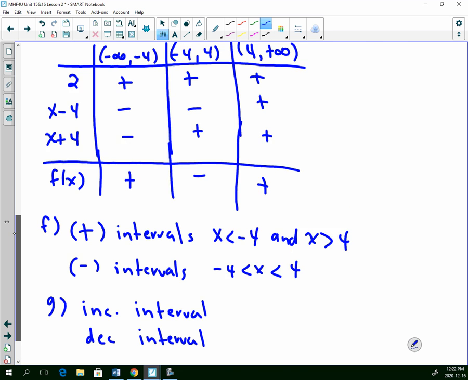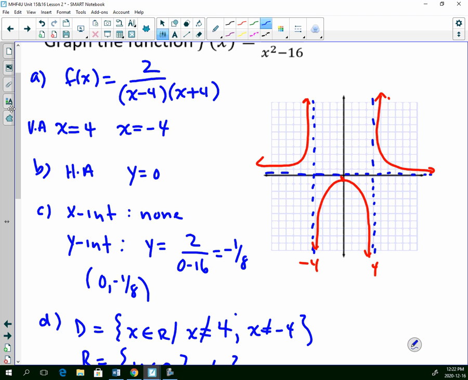So let's look at the graph. So it's increasing in this interval here. So it's increasing here from -infinity to -4. Then it's increasing from -4 and then to 0. Then it is decreasing, right? So this is a decreasing interval, and this is a decreasing interval.